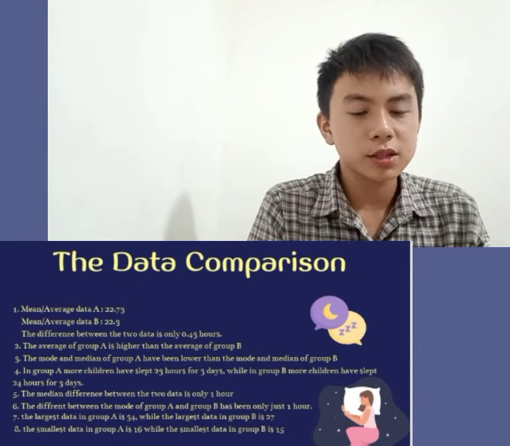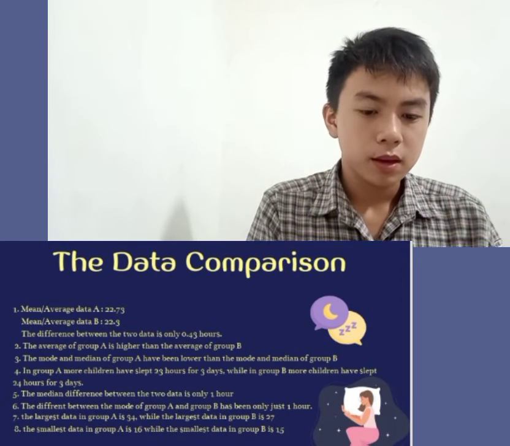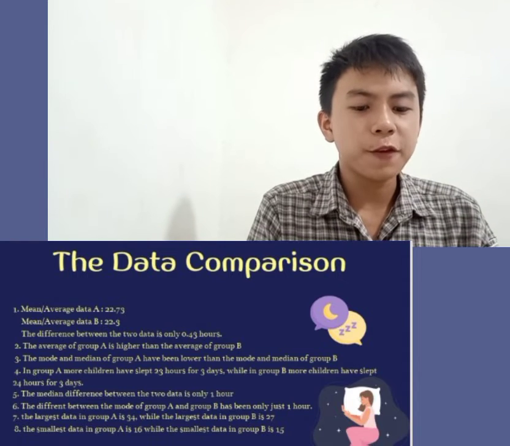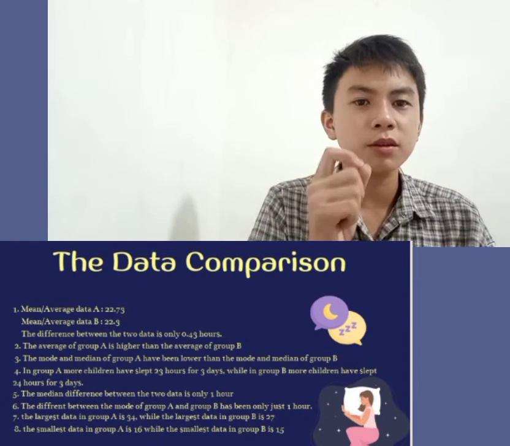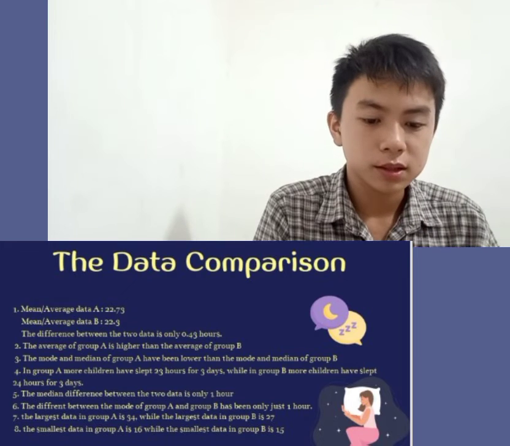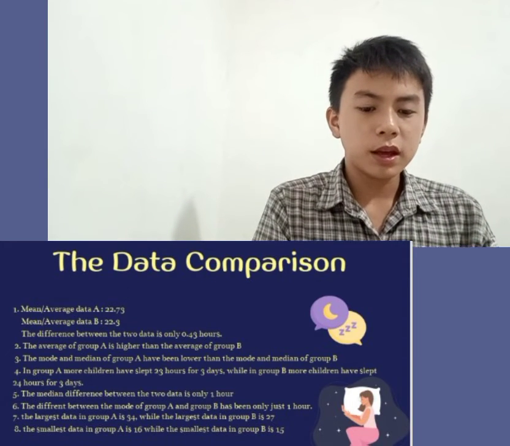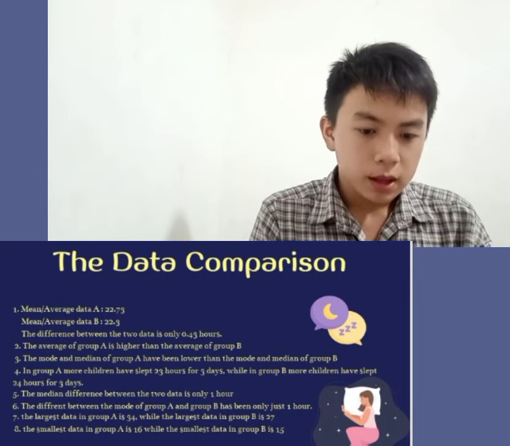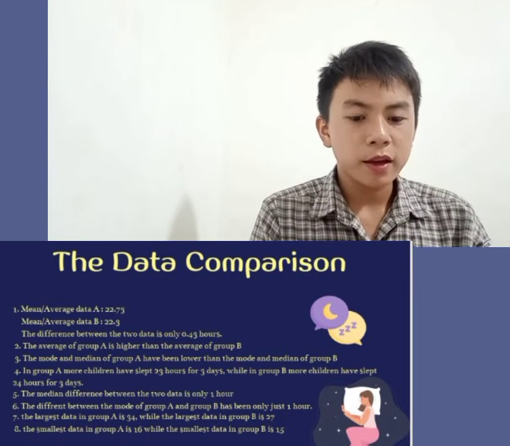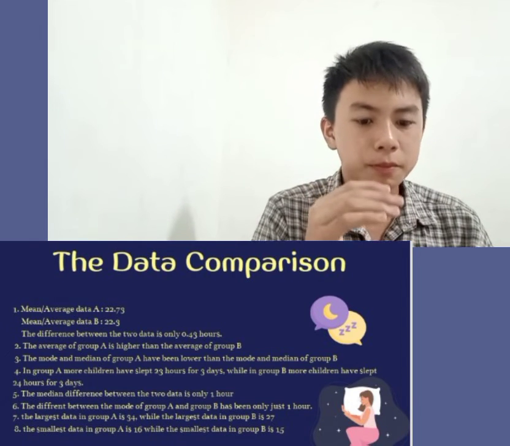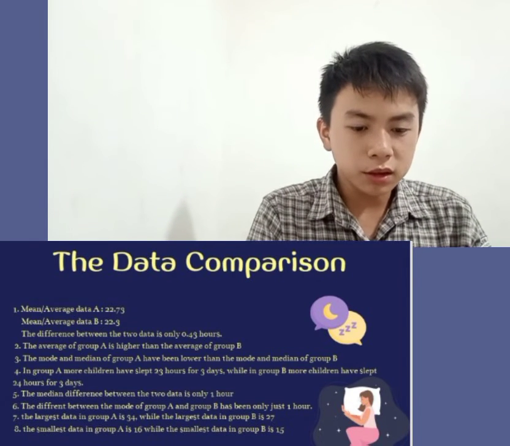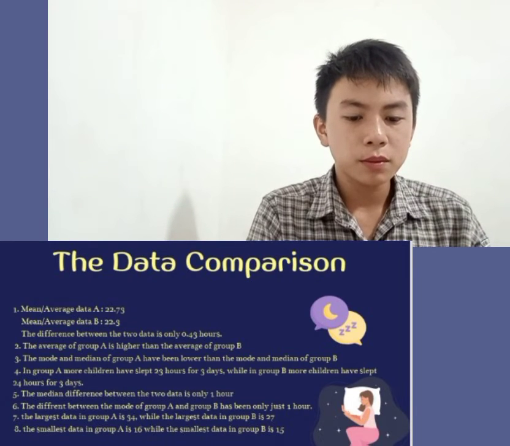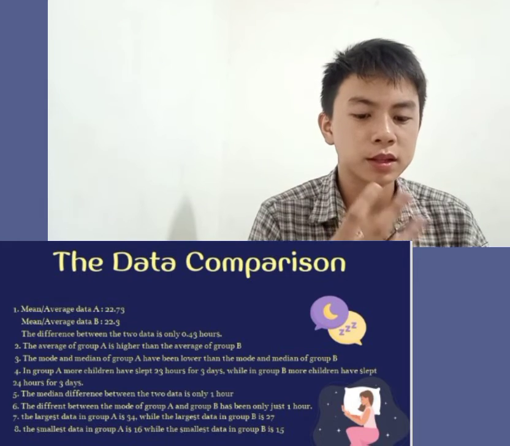The mean or average of data A is 22.73, and the average of data B is 22.3. The difference between the two data is only 0.43 hours. The average of group A is higher than the average of group B. The mode and median of group A are lower than the mode and median of group B. In group A, more children slept 23 hours for 3 days, while in group B, more children slept 24 hours for 3 days.